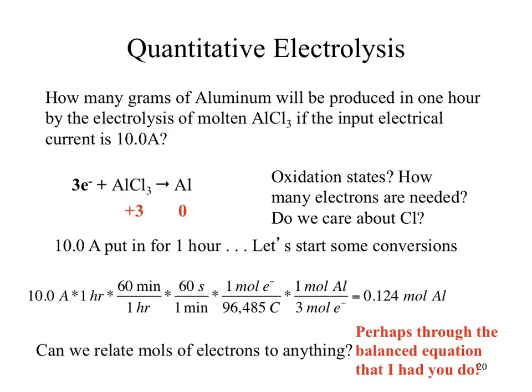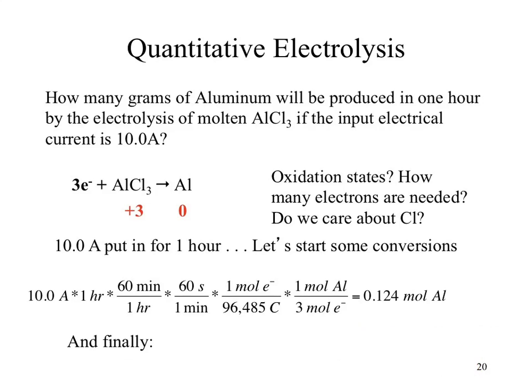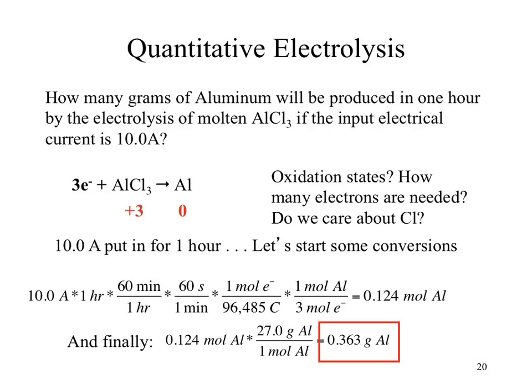Hooray, that answer's on your key, or on your possible answers. Is that the right answer? No, why not? It asked for grams. How do we convert moles to grams? The molar weight, or the molecular mass. And we now have the mass of aluminum produced. This is one of the more straightforward calculations as far as electrolysis goes.